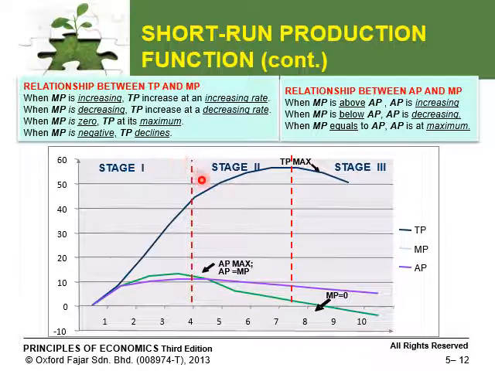This is the end for stage 1. What happened in stage 1 in production actually? So in stage 1, production is called inefficient. Why? Because the number of outputs is still considered small. At the same time, plant and machine, which are fixed input, have a big capacity.